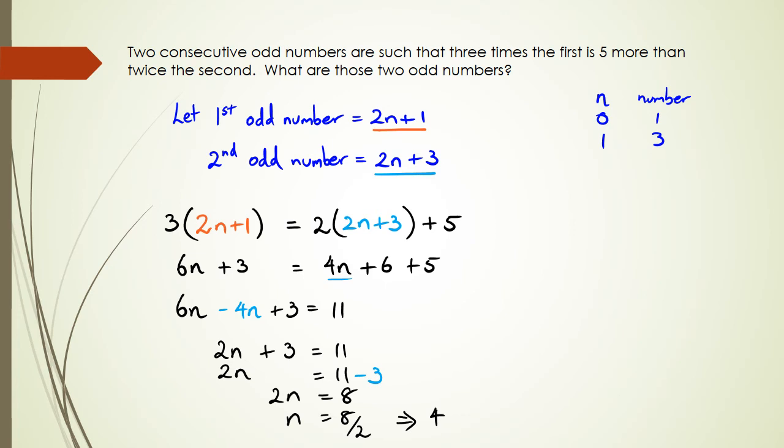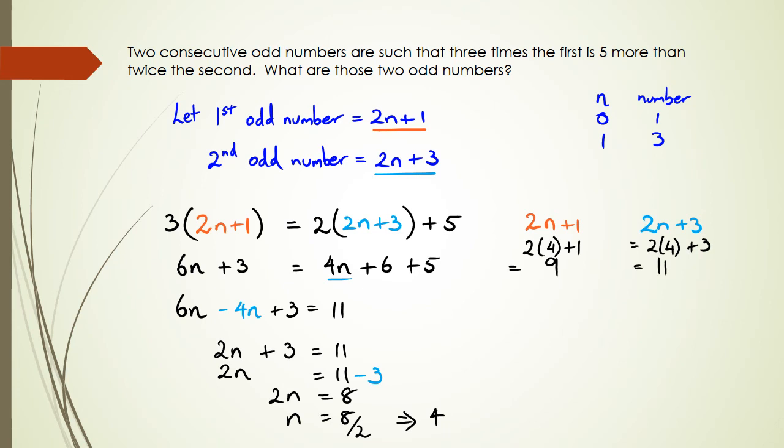Now you might be wondering, what the hell? I thought I was looking for an odd number, I'm actually getting a 4. But remember that n is 4. So you've got to go back to your first odd number, which is 2n plus 1, and your second odd number, which is 2n plus 3. So for the first odd number, you've got 2 times 4 plus 1, which equals 9. And for the second odd number, you've got 2 times 4 plus 3, which equals 11.